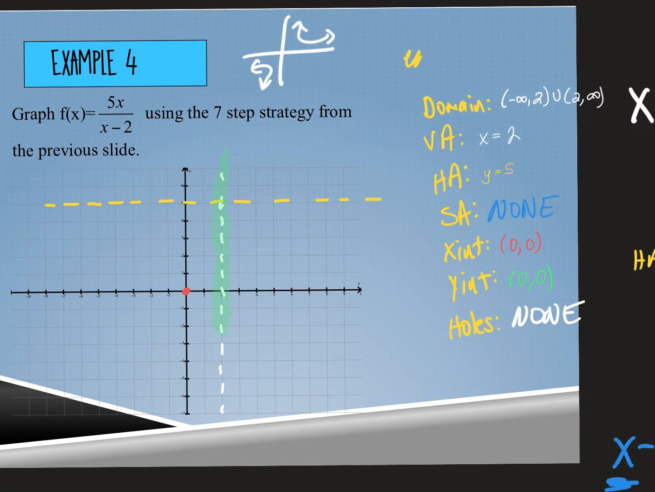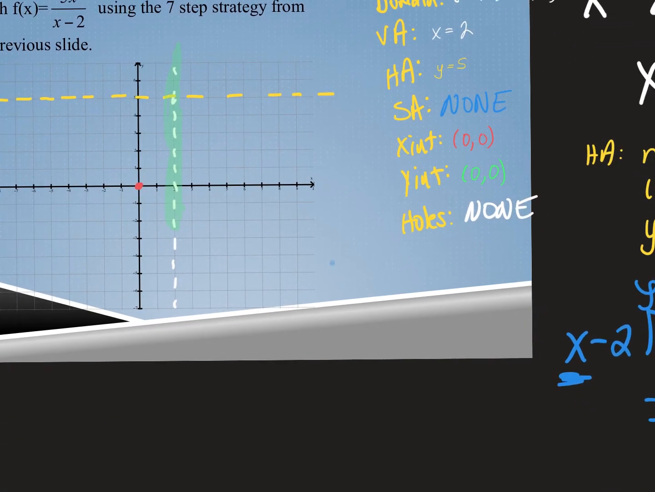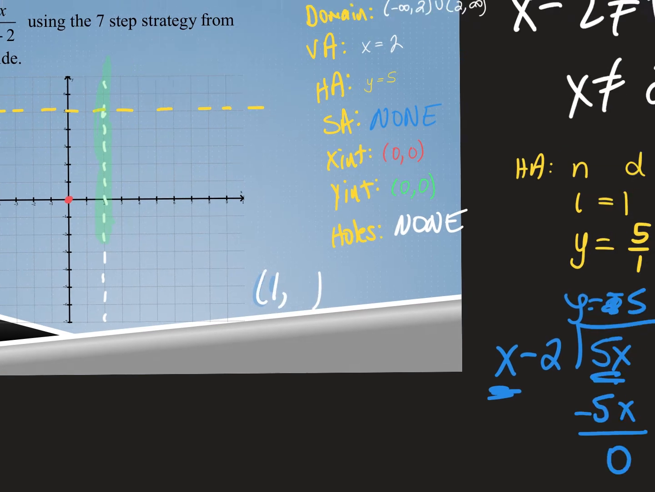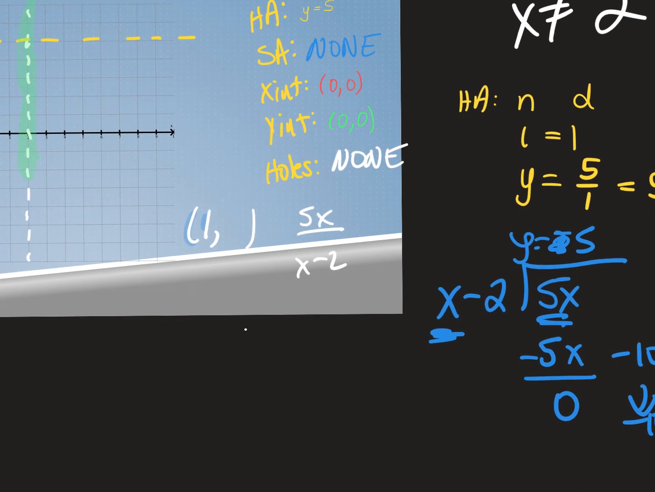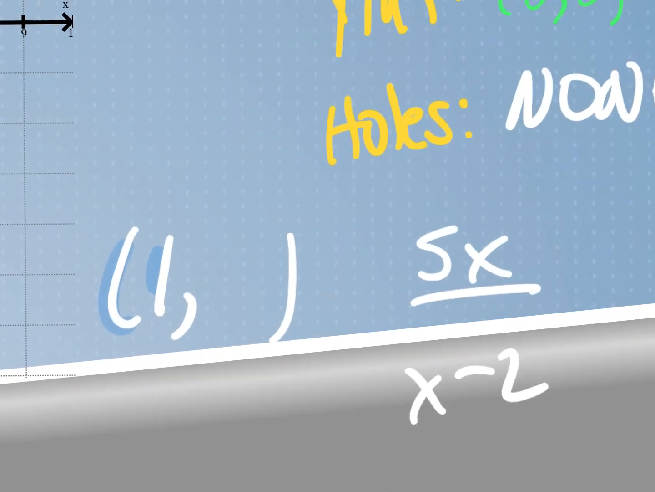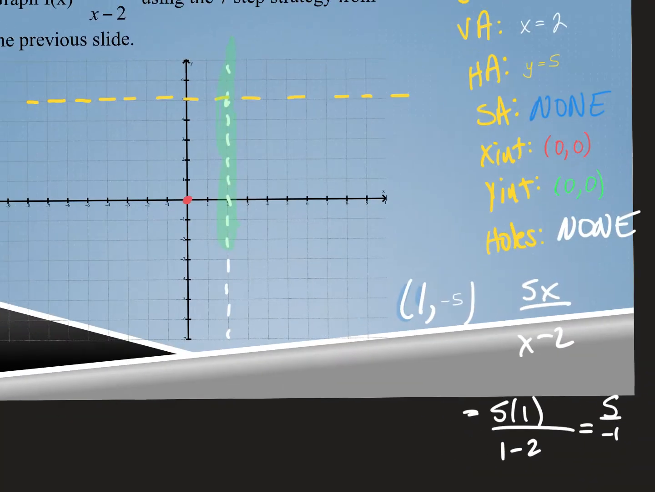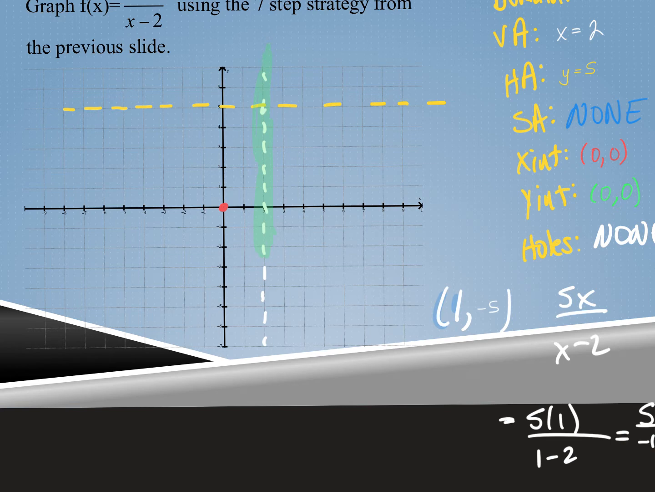1. Okay, let's plug in 1 into my function. If I plug in 1, let's see what I get out. 1 comma what? Well, my function is 5x over x minus 2, right? Yes, agreed, guys? Okay, so 5 times 1 over 1 minus 2. What's 5 times 1? 5 over 1 minus 2 is negative 1. So when I plug in 1, I get out negative 5. You guys agree? So when I plug in 1, I get out 1, 2, 3, 4, 5, negative 5 right there.